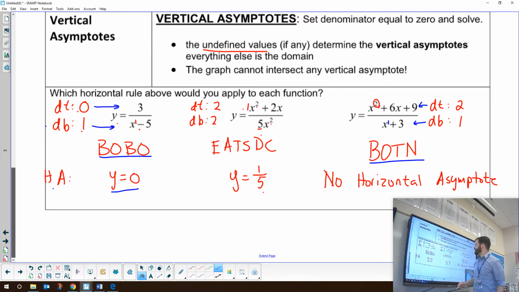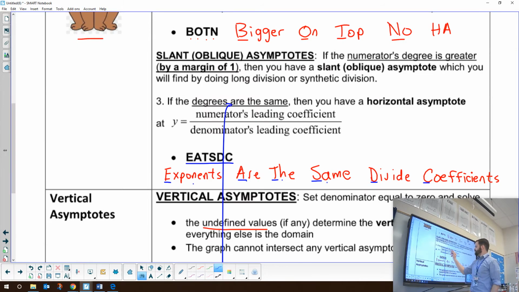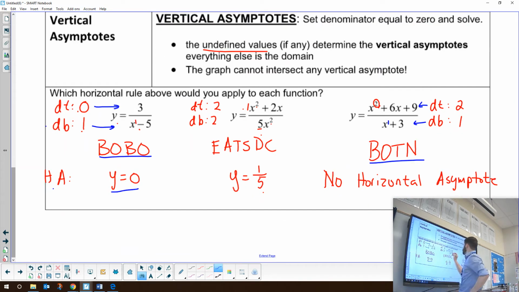We have on this one, my degree on top is 2. Degree on bottom, 2. So we take a look at my coefficients. My coefficients are the numbers in front of my variables. So my number in front here is 1. My number in front here is 5. We're just going to divide those two to find my horizontal asymptote. Okay? So that's really all there is to it.